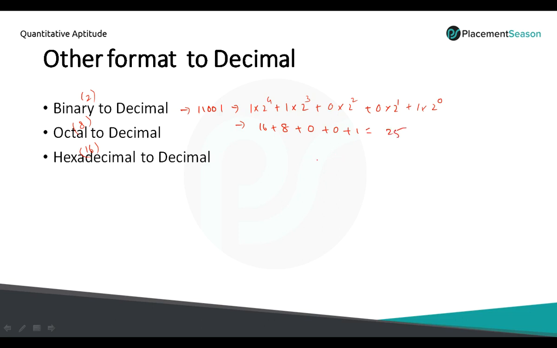Now let's look at how to convert from octal to decimal. So let's take the example 211. This is the octal number you want to convert to decimal. So write the number 2 into 8 plus 1 into 8 plus 1 into 8. Now write the power from right to left.